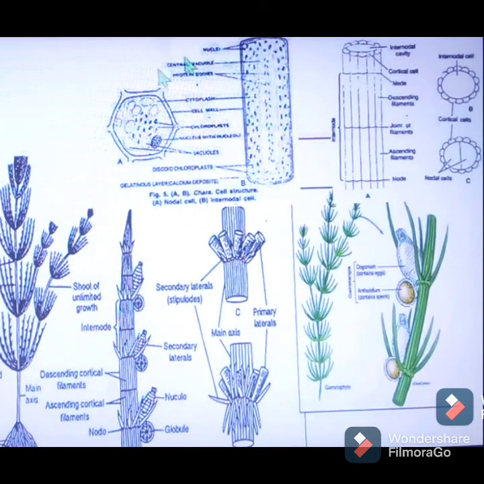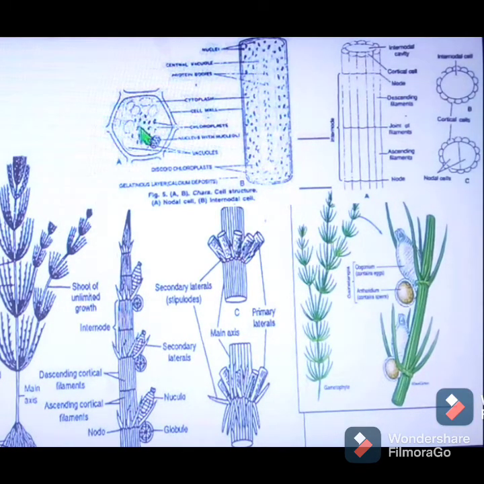Now, this figure shows the cell structure of the nodal cell and the internodal cell. As you can see, the nodal cell here is short. These are the nodal cells, and these are the internodal cells, which are very much elongated. The nodal cells are short and uninucleate, meaning they have a single nucleus, with dense and granular cytoplasm, and many discoid chloroplasts are present.